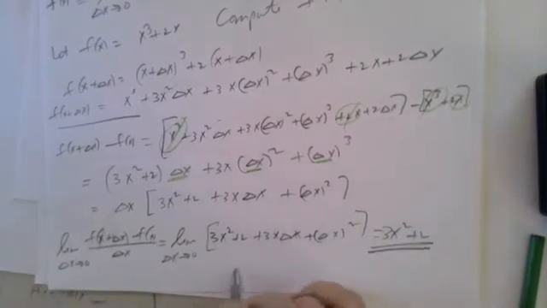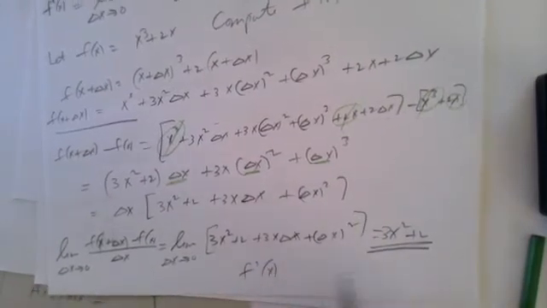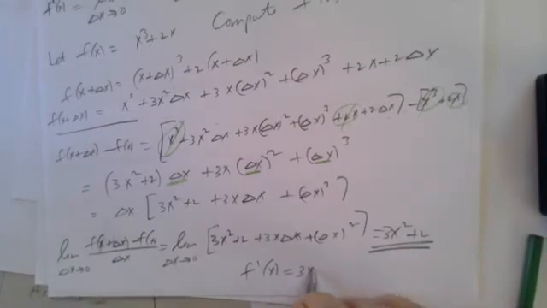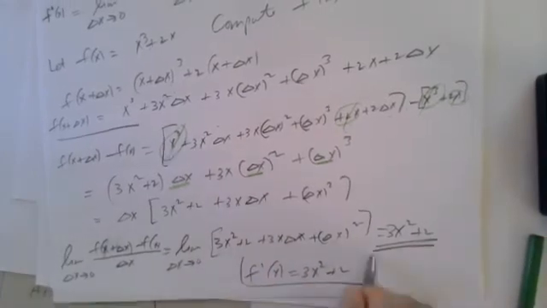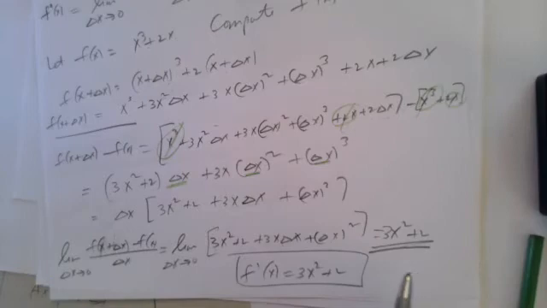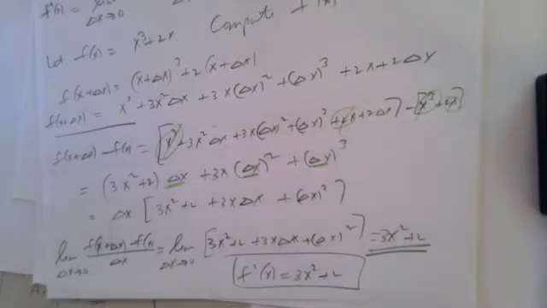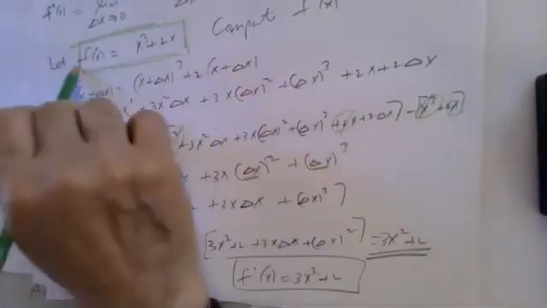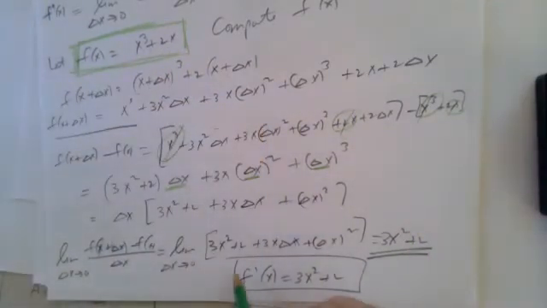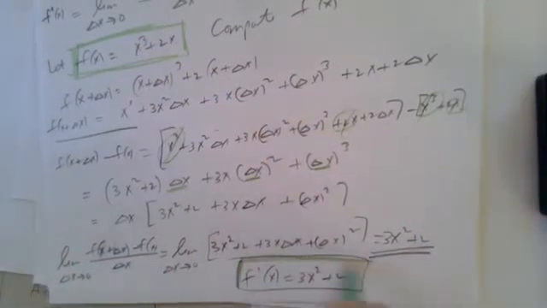So I've solved the problem. For this function, the derivative is 3x squared plus 2. Right? So I started with the function f of x is x cubed plus 2x, and I found the derivative.